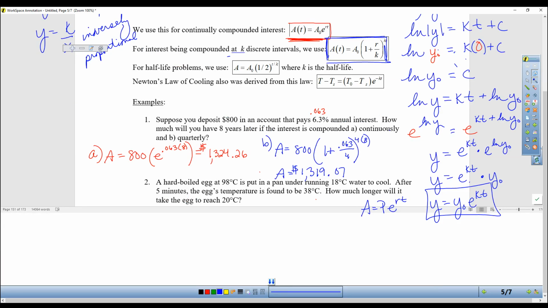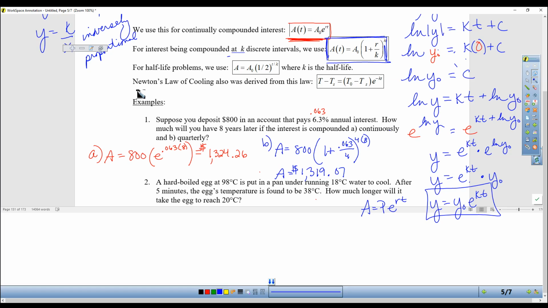A hard-boiled egg at 98 degrees Celsius is put in a pan under running 18 degrees water to cool. So I don't know if you've ever made hard-boiled eggs, but after you take them off the stove, it is your job to put them under cool water. That's how you make them nice. So after 5 minutes, the egg's temperature is found to be 38 degrees. How much longer will it take the egg to reach 20 degrees Celsius? How much longer are you going to have to run it under the water?